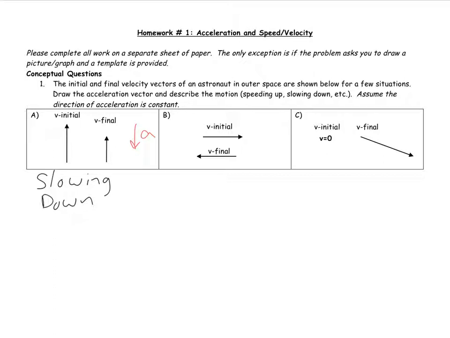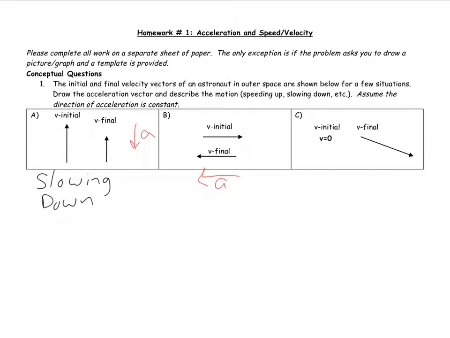Moving on to question B, for this one we initially have a velocity vector going to the right, and then we have a velocity vector going to the left. That's our final vector. So this one's similar to one we talked about in class, but the only way for this to happen is if our acceleration then goes to the left.